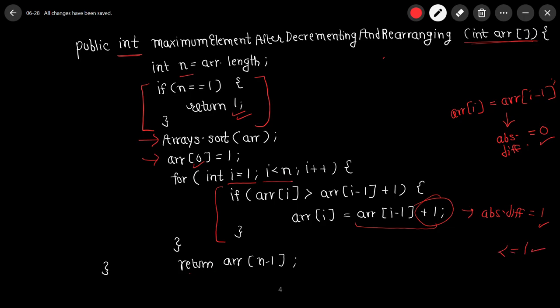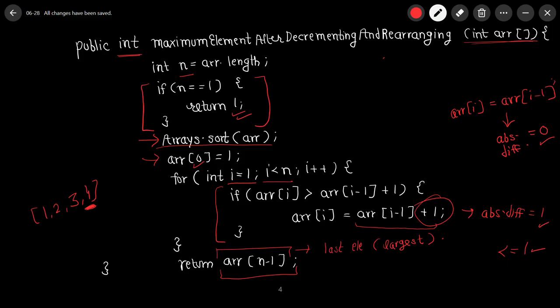At the end, since we have sorted our array, in a sorted array, the largest element is always the last element. So that's why I returned at the end arr of n minus 1, that is the last element, because in a sorted array, the last element is the largest element. So this was our approach.